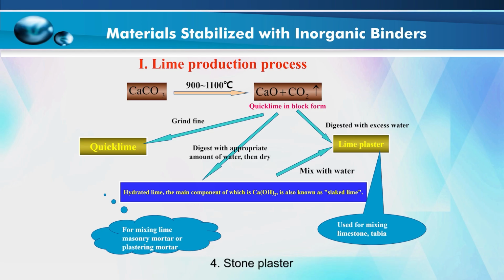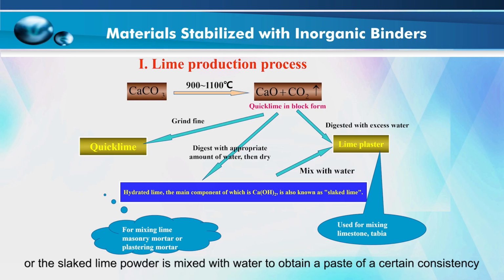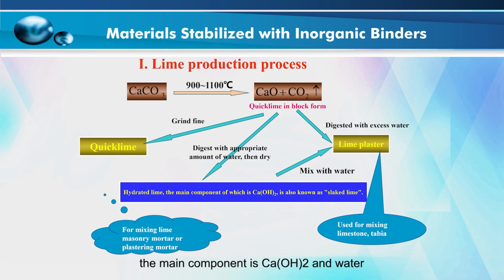4. Stone plaster. The bulk quicklime is digested with excess water, about 3 to 4 times the volume of quicklime, or the slake lime powder is mixed with water to obtain a paste of a certain consistency. The main component is Ca(OH)2 and water.